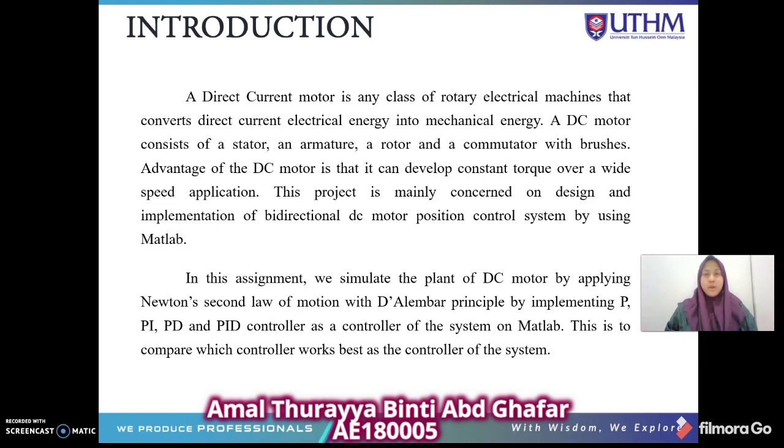Today I'm going to present about the introduction. A direct current motor is any class of rotary electrical machines that converts direct current electrical energy into mechanical energy. A DC motor consists of a stator, an armature, a rotor, and a commutator with brushes. An advantage of the DC motor is that it can develop a constant torque over a wide speed application.